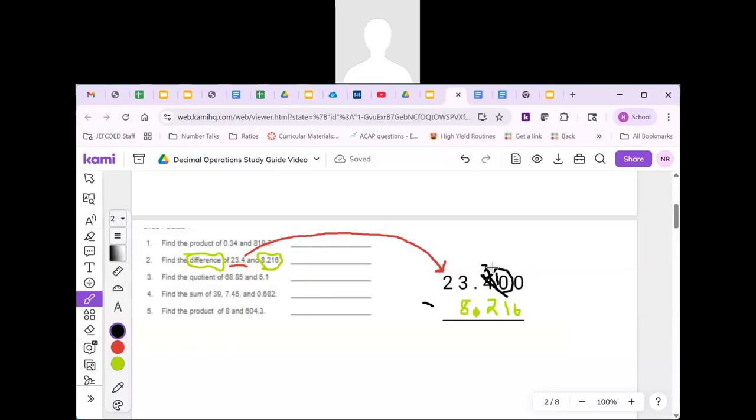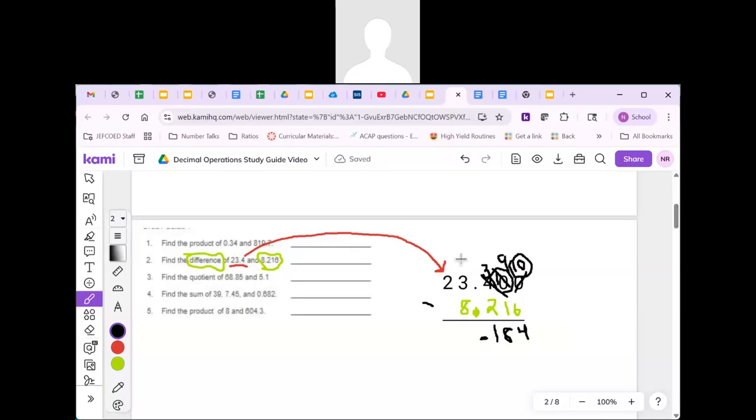So I'm going to have to take a pack of Oreos from my neighbor. They are left with 9 packs, right? And now out of that 1 pack, I get 10 Oreos. There were 10 in there. Remember, 1 always becomes 10. So now I know I can subtract. 10 minus 6 is 4. 9 minus 1 is 8. And 3 minus 2 is 1. Then I bring that decimal straight down.